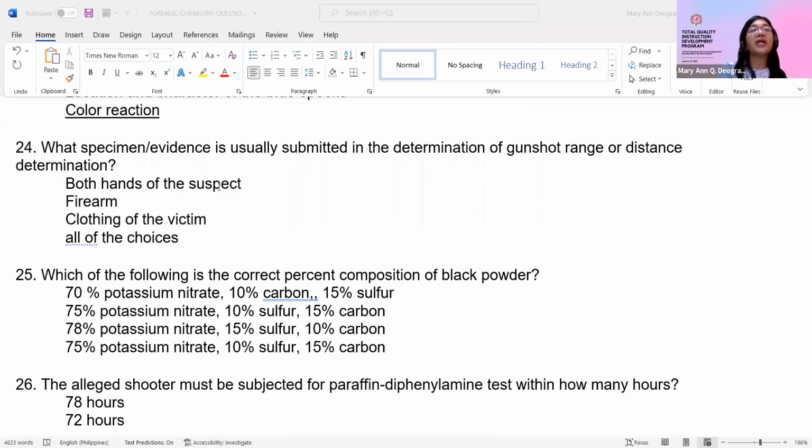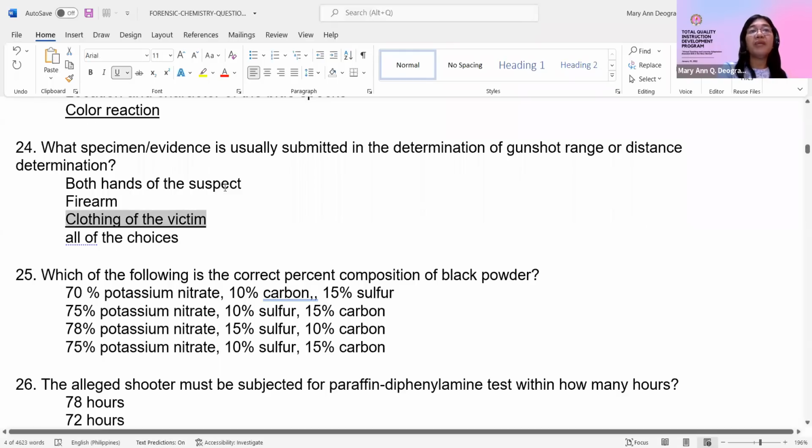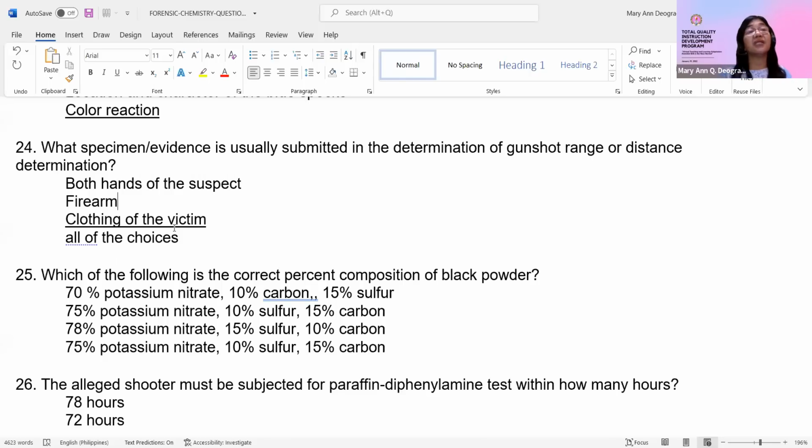Bakit yan ang sagot? Diba pag both hands of the suspect, ang problema natin dito is to determine whether a person is positive or not with nitrate residue. So DPA paraffin test yan. Tas firearm, this is approximate time of firing of the gun. Tas clothing of the victim, this is determined microscopically for the GSR or the gunshot range or distance determination. So clothing of the victim, hindi lahat. Nakita lang kayo na all of the choices, yun na nakuha nyo.